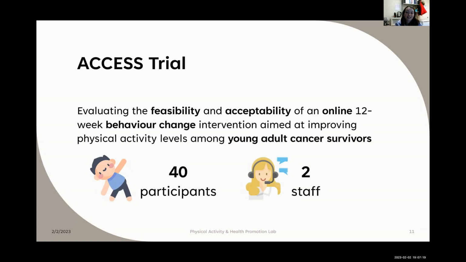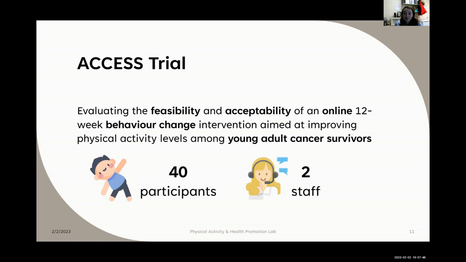And this is because they experience persistent side effects that impact their quality of life that could be improved with physical activity, but this population is often not active enough to incur those benefits. So to help address this gap in the care, we developed a 12-week behavior change intervention that uses evidence-based behavior change techniques and motivational interviewing to support participants to make changes to their physical activity.